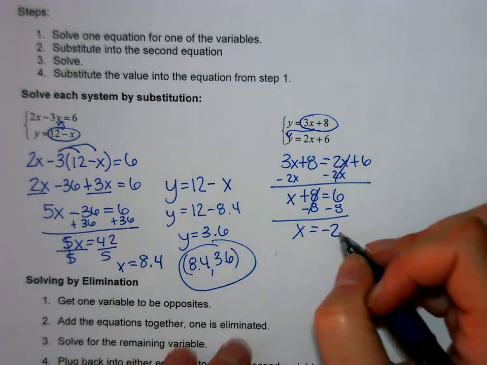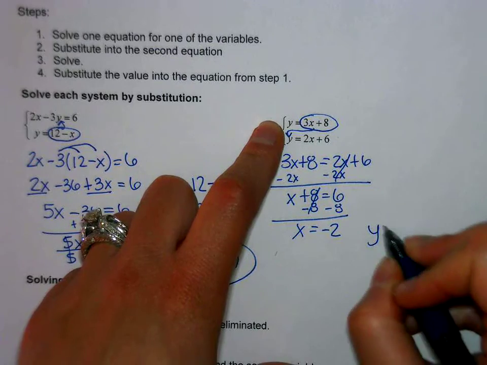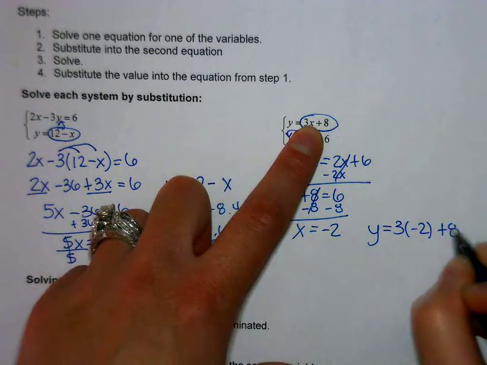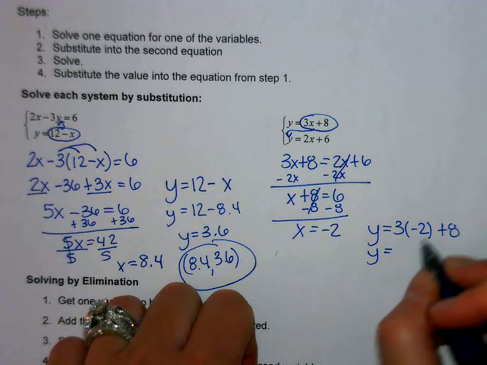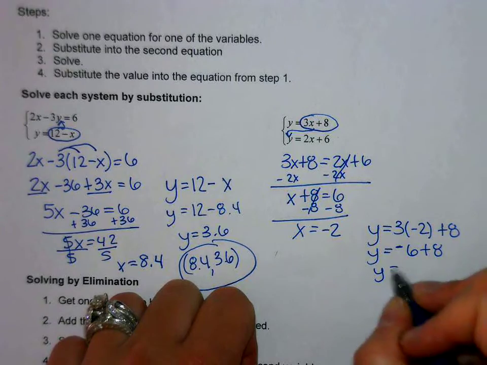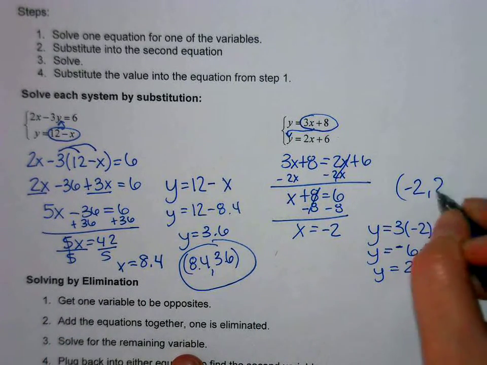So now I have to plug it into my second equation. So y equals 3 times negative 2 plus 8. 3 times negative 2 is a negative 6, and negative 6 plus 8 is 2. So my final solution is negative 2, 2.